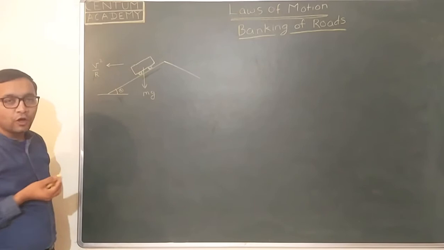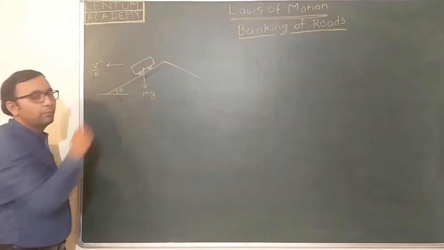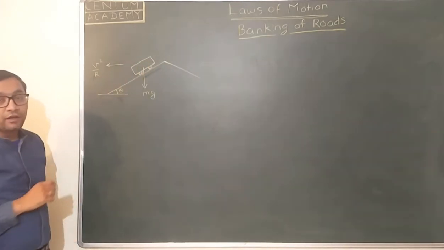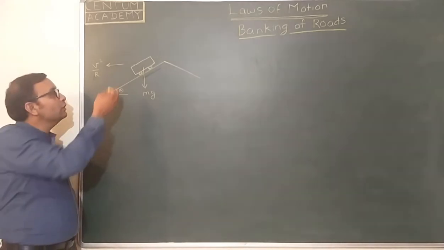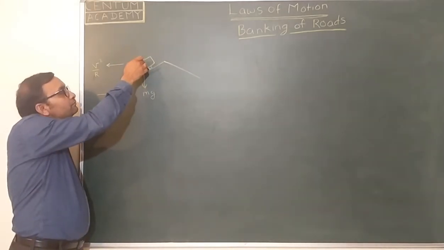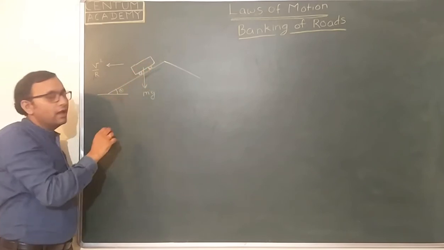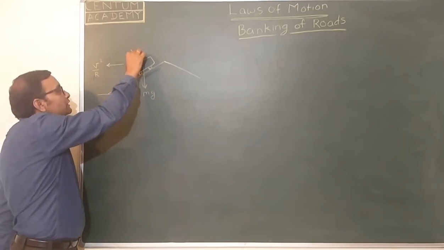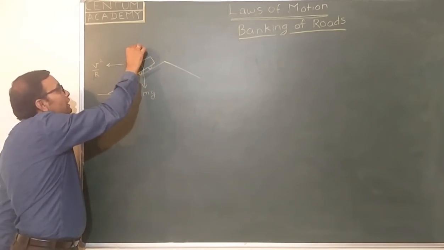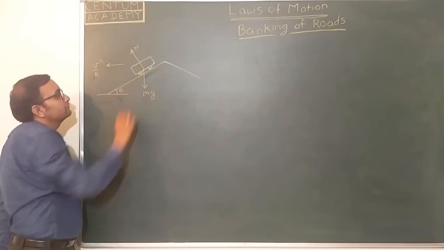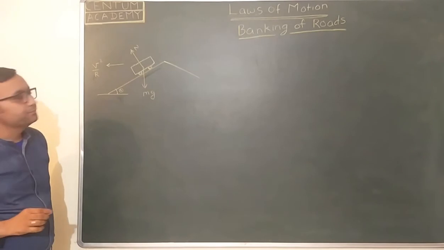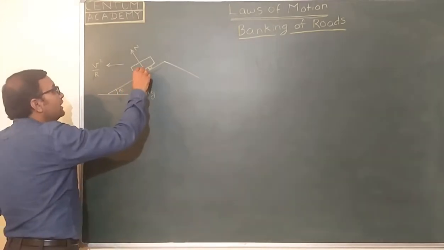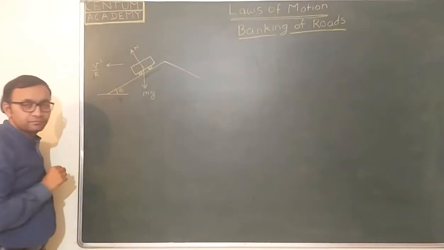Another force is the normal reaction from the road itself. Now, the normal reaction from the road will be along the common normal between the car and the road, and normal reaction always pushes. So it will be along this direction, which is 90 degrees to this plane, and it will have friction.